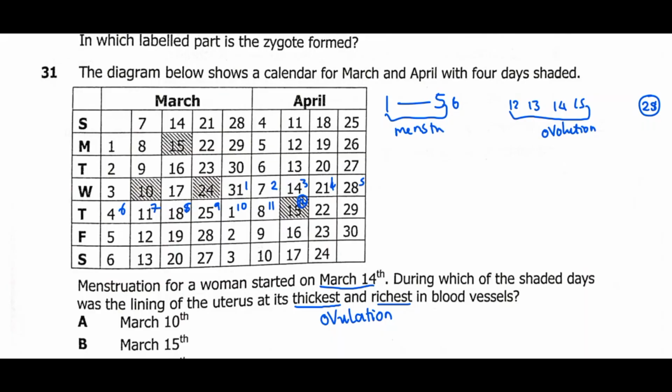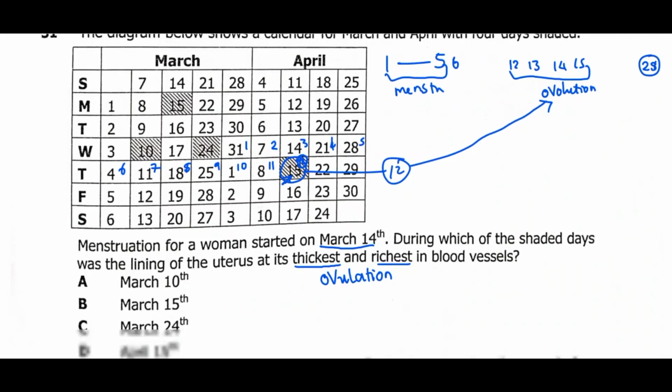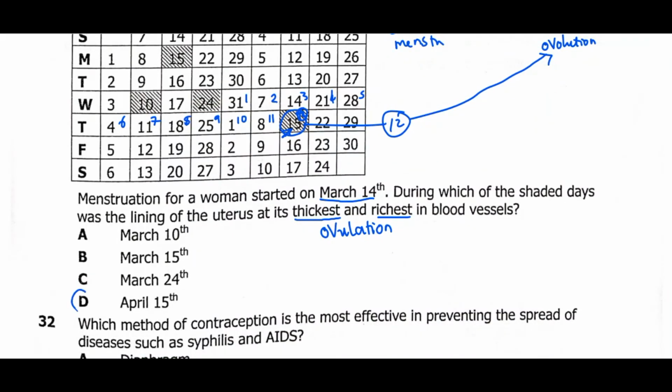You can see that on this shaded part, day 12 is part of ovulation, and during ovulation the female body is at its best to facilitate the growth of a baby in the womb. The question is, during which shaded day was the lining thickest? This is expected to be on the 15th of April. So the answer is D.